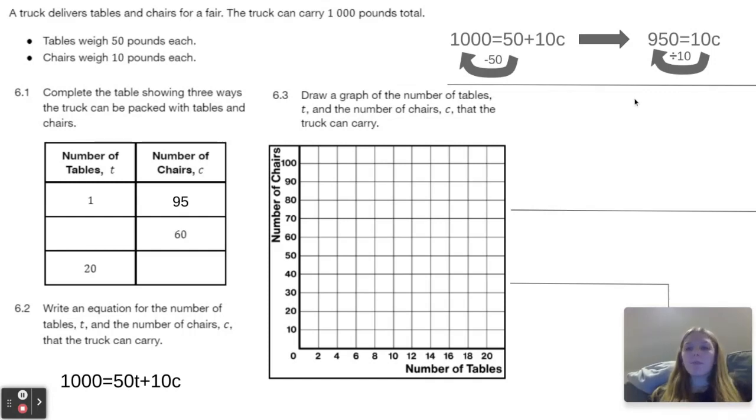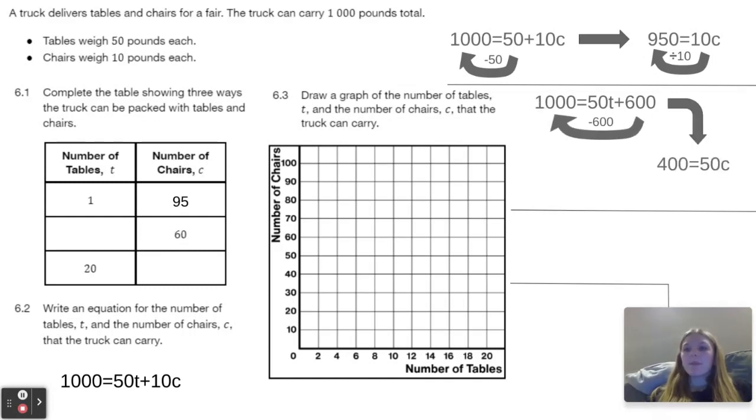Then for the second one, we fill in the C for 60. So it would be 10 times 60 is equal to 600. So now we minus 600 from 1,000 to get 400 is equal to 50T. Then divide that by 50 to get 8.